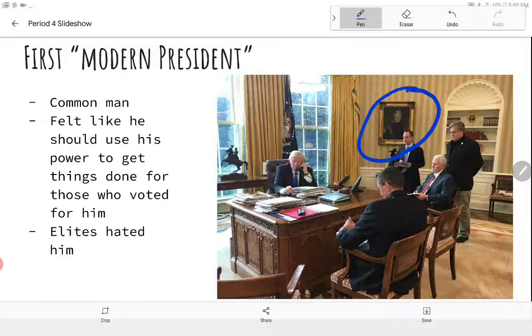Jackson feels like he is the common man. He felt like he should use his power to get things done for those who voted for him. He was like, screw the elites. They hate me anyway. I need to do something to check the power of these elites. I could see why Trump identifies with Jackson because they do have a lot of parallels.